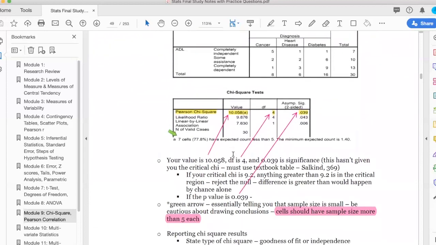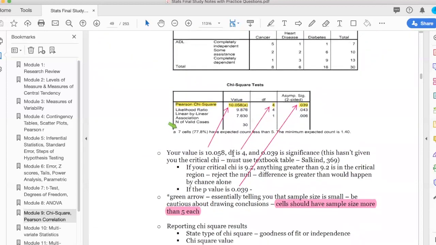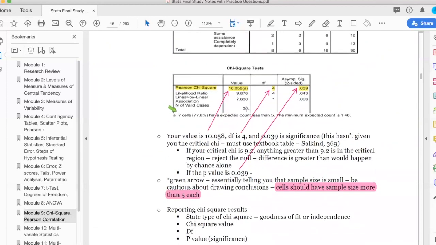Okay, so you do a whole chi-square. It's going to come up just like when you do a t-test. You're highlighting, you're putting the information in, and what comes out is this chi-square result. Okay, so your value is 10.58. This is the frequency of whatever it is that you're looking at. Your degrees of freedom is 4, and the significance is 0.039. Again, it's just like the Pearson R.